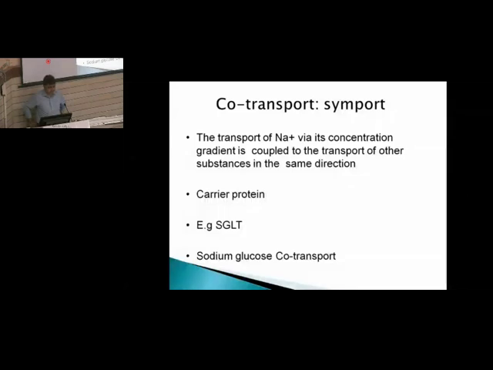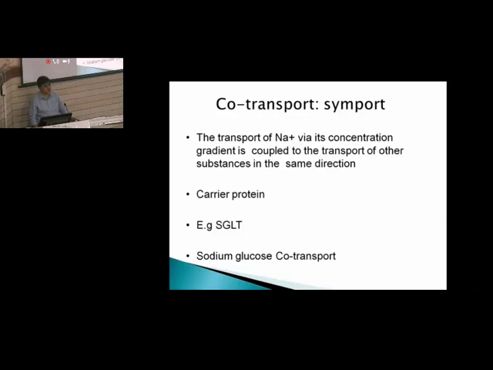The transport of sodium via its concentration gradient is coupled with the transport of some other substance. For example, in sodium glucose co-transport, sodium and glucose attach to this protein and both are transported inside the cell. If only sodium attaches to the protein, it will not transport. Unless both of them attach to this protein, this protein will not transport both the molecules inside the cell. So this type of transport is called co-transport. An example is sodium glucose co-transport.